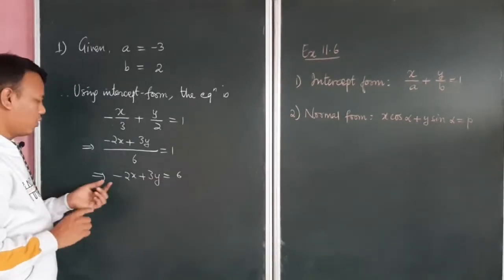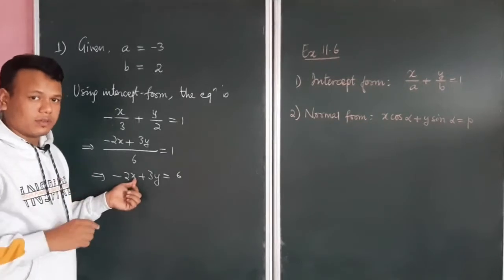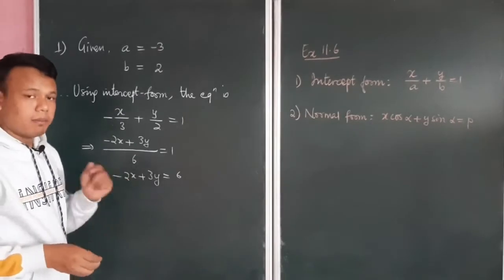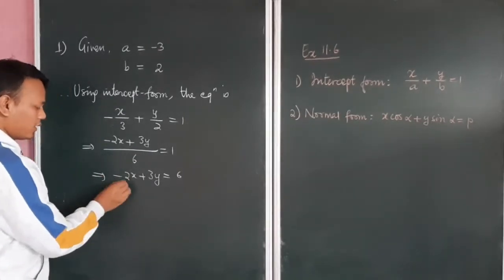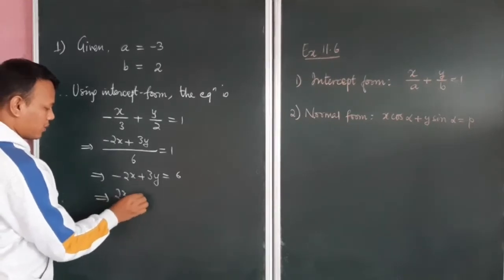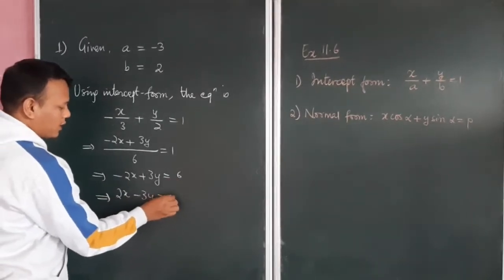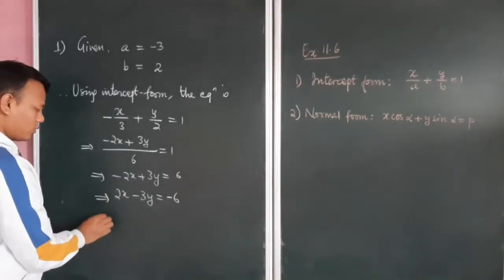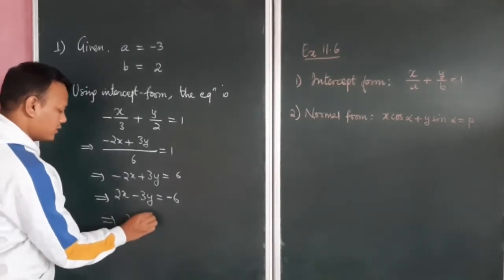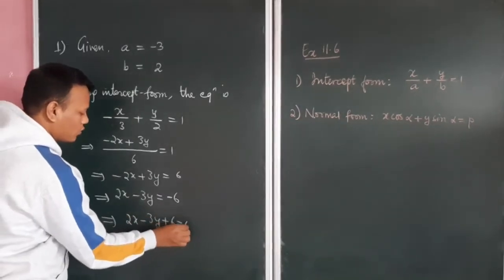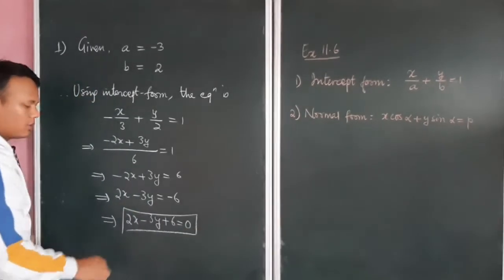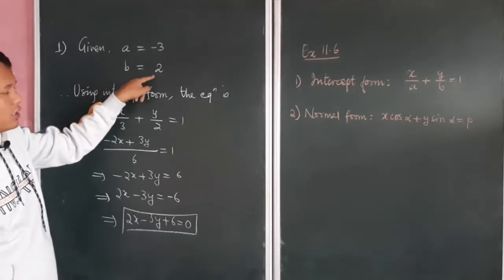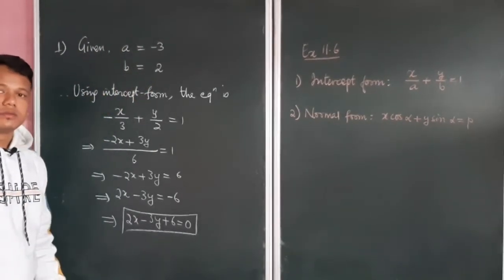So always try to keep your coefficient of x positive. If you want to make the coefficient of x positive, you need to multiply both sides by minus 1. After multiplying both sides by minus, this becomes 2x, this becomes minus 3y, and this becomes minus 6. If you want to take this to the left hand side, that's also allowed. So if you do that, then you have 2x minus 3y plus 6 equals 0. This will be your equation of a line if your x-intercept is minus 3 and y-intercept is 2. Alright, so you may pause the video to note down.